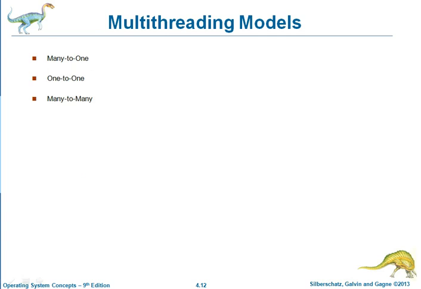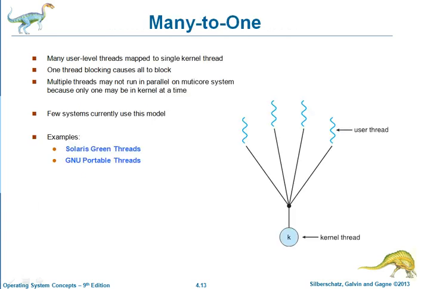We have the multi-threading models. Let's have first the many-to-one model. The many-to-one model maps many user level threads to one kernel thread. This is many user threads to one kernel thread.